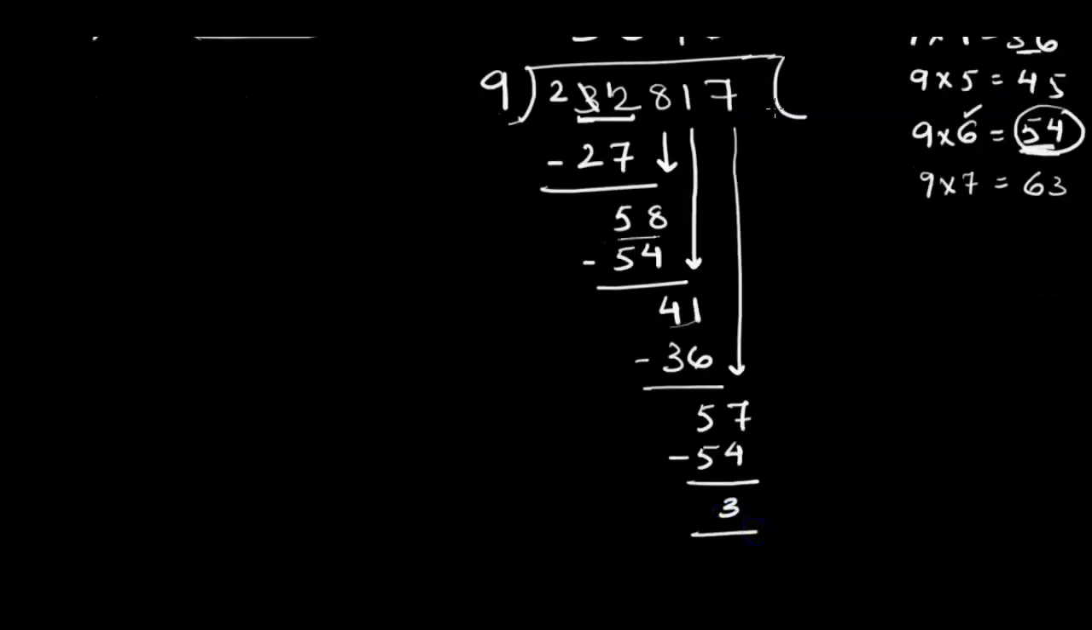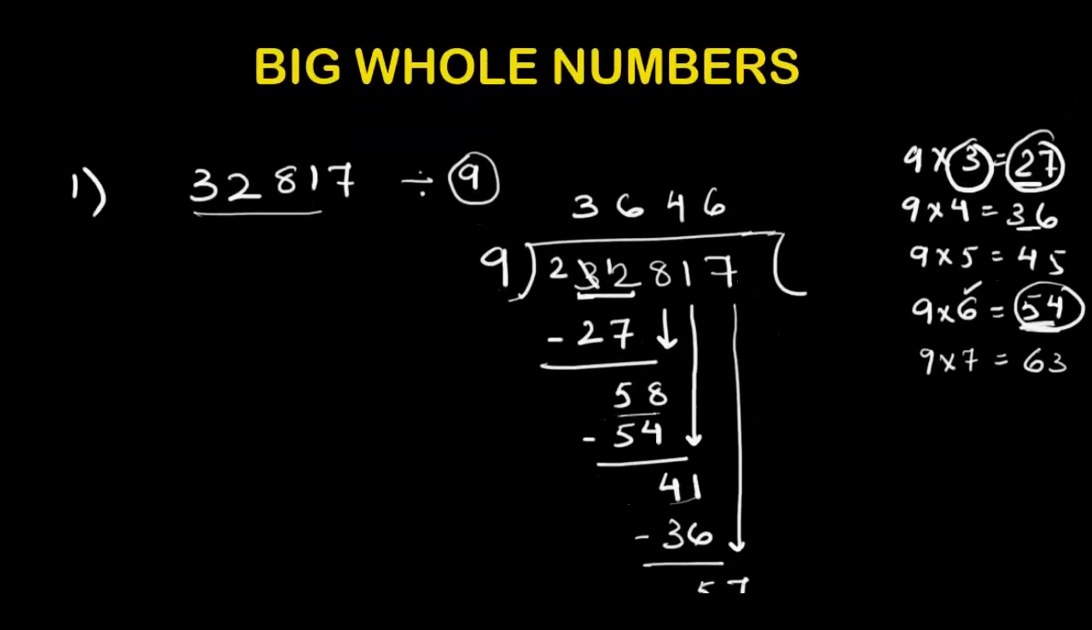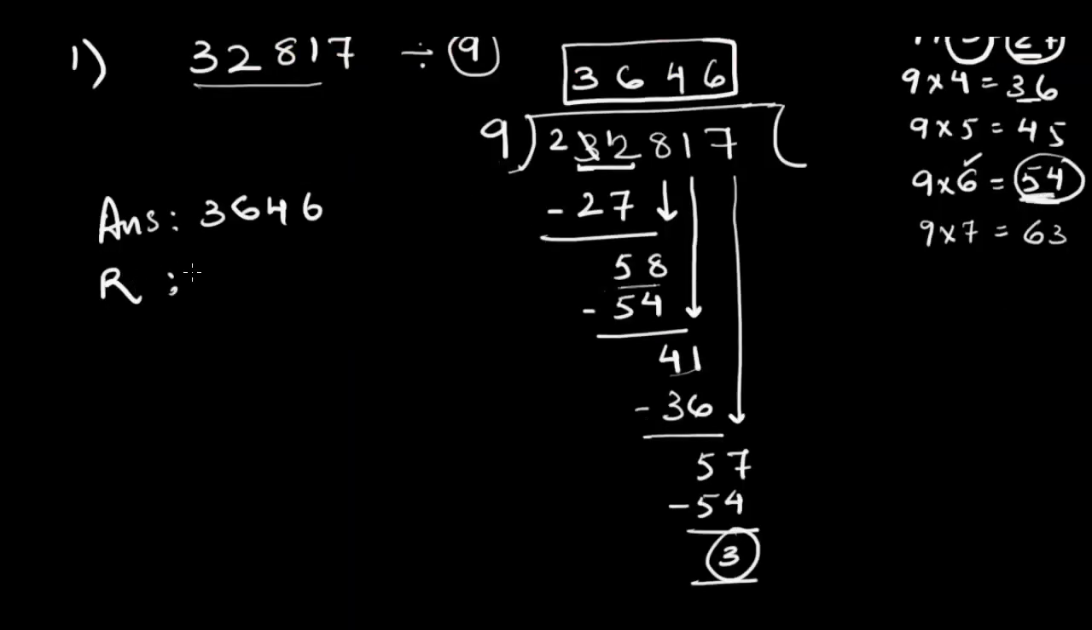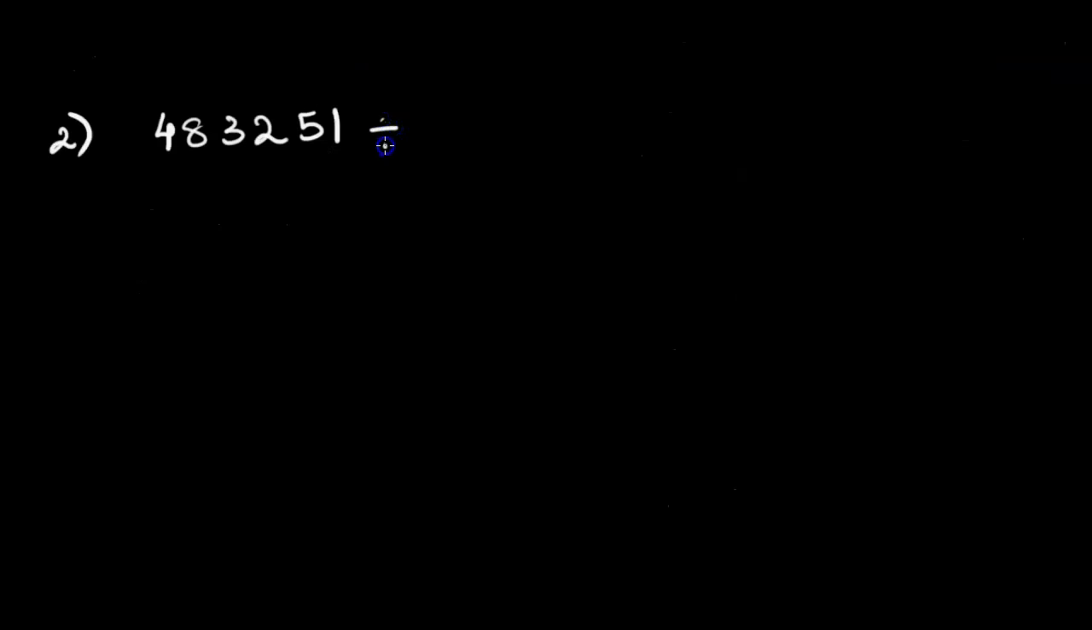We do not have anything else left after this, so this is our final remainder. The answer to this question is 3646. We write down the answer as 3646. And the remainder that we've got is 3. And that's how we do long division of big numbers. Let's do another question for the sake of practice.